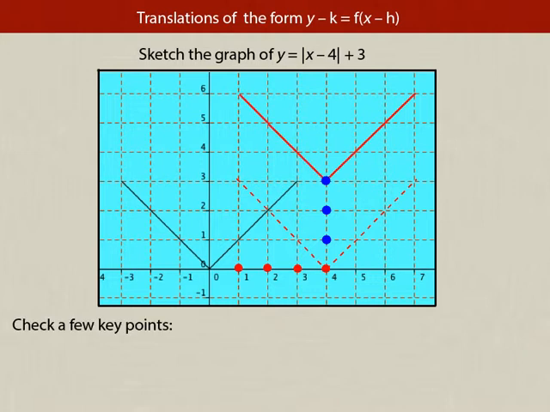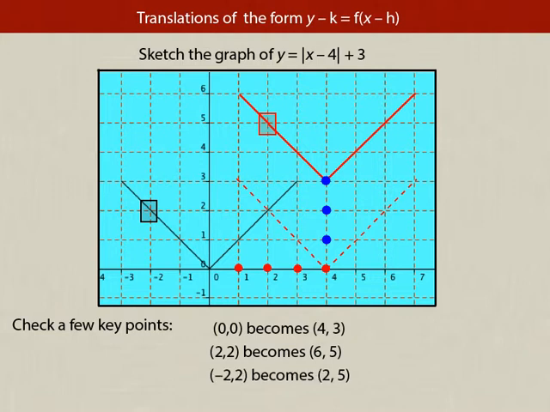Now check a few key points. 0, 0 should be 4 right and 3 up, which would make it 4, 3. 2, 2 should be 4 over, which would make it 6, and then 3 up, make it 5, so that'd be 6, 5. -2, 4 over would become 2, and then 3 up would become 5. So we've checked 3 points, so the graph looks good.